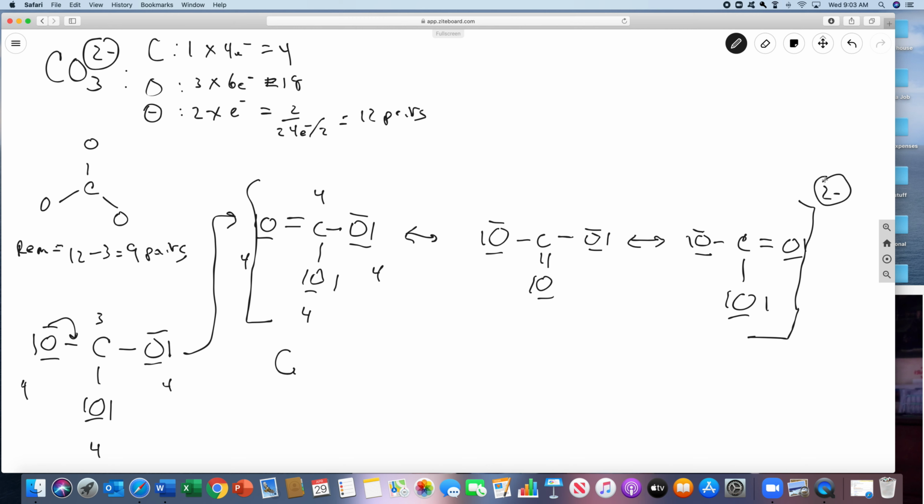There is a way to tell where the charge is. That's called formal charge. Your textbook does that. I'm not going to do that in this class. I think that's one thing too many. I think what we have is plenty.